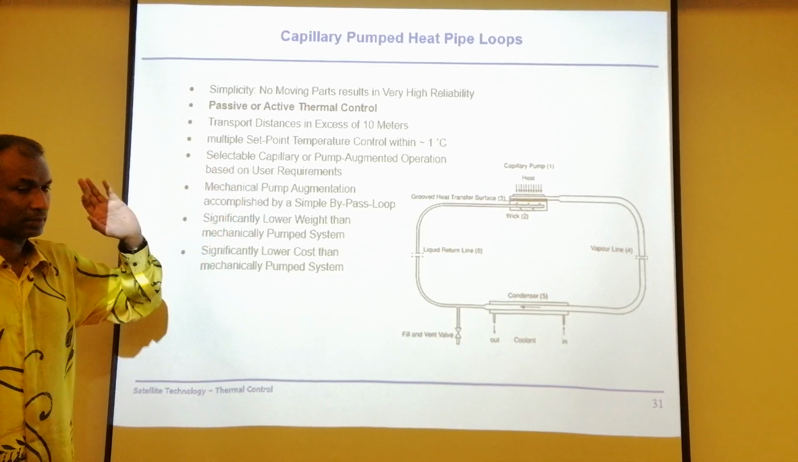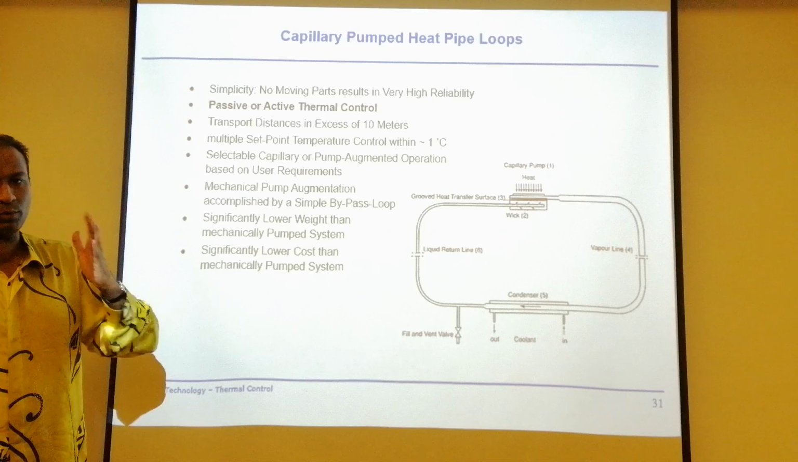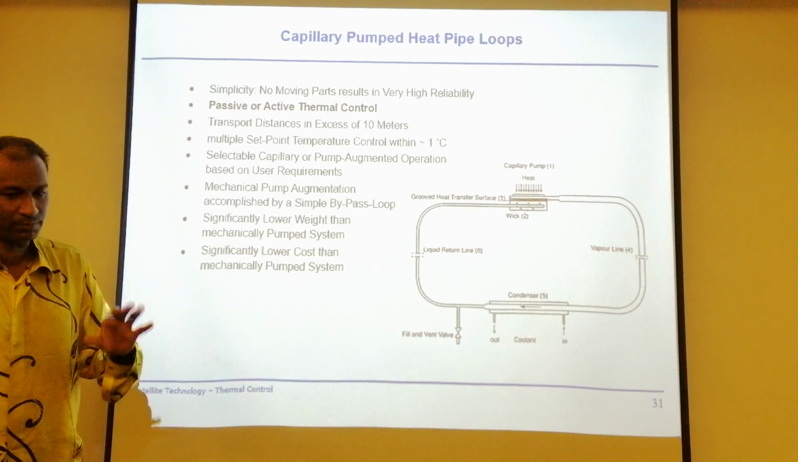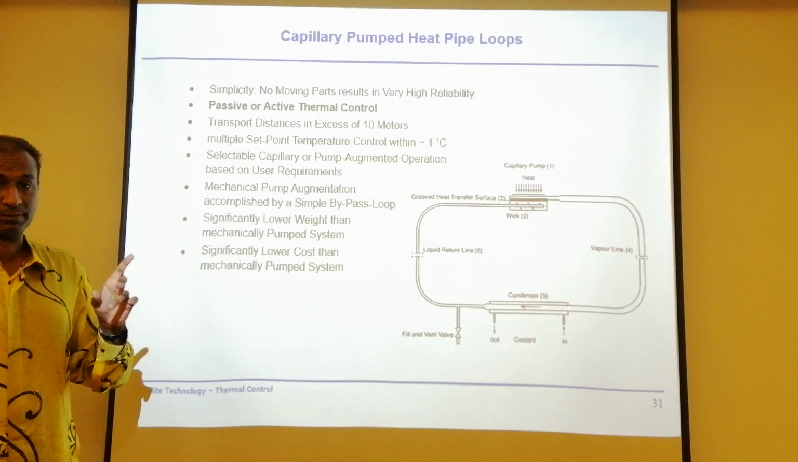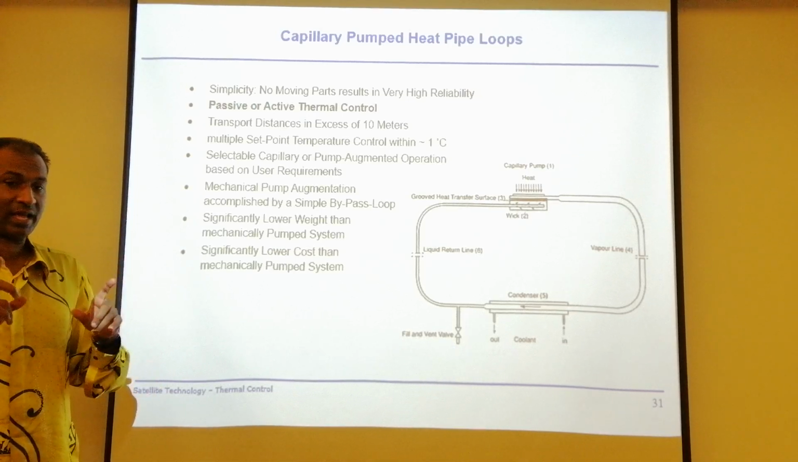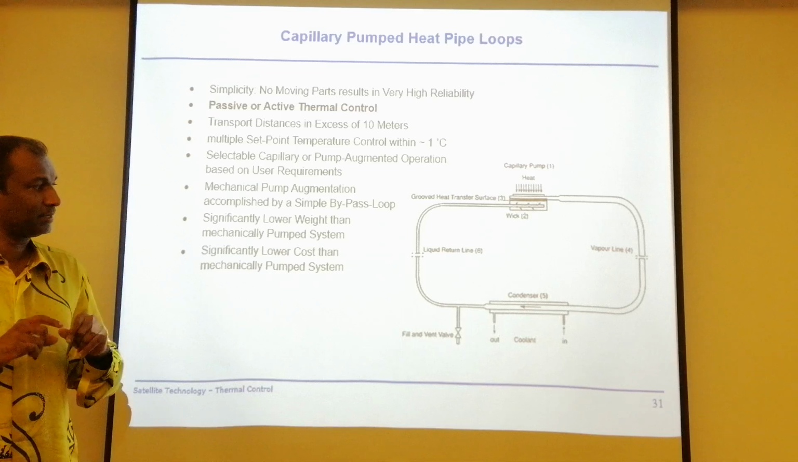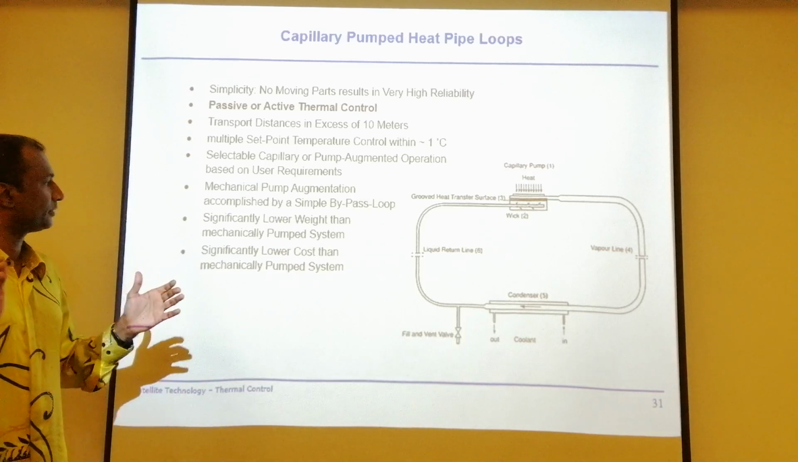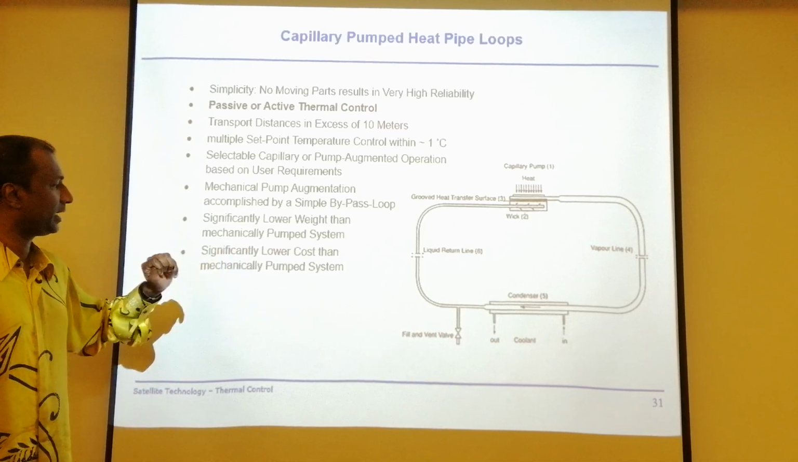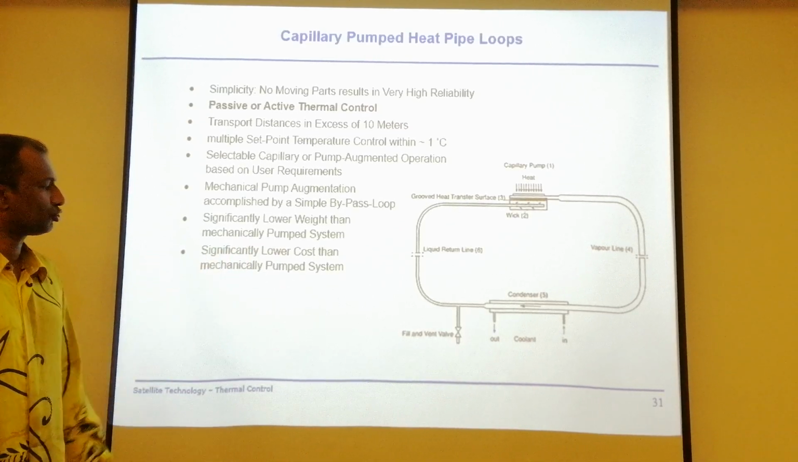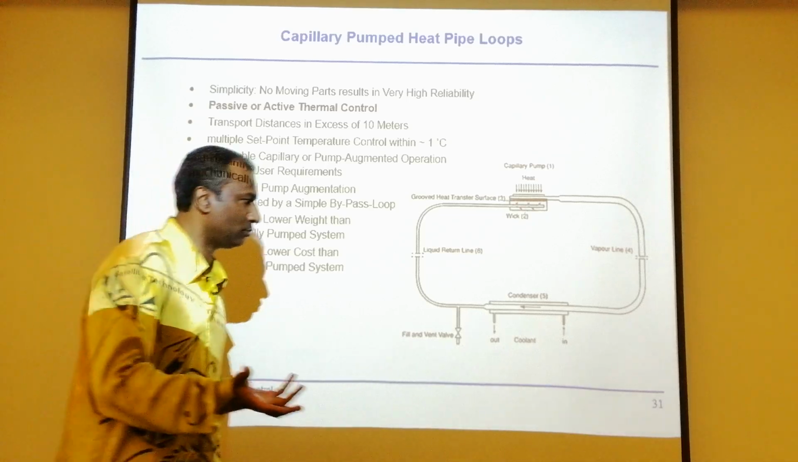But again, satellites avoid pumps. So we always basically have a single loop where you can have a flexible conductance, no problem. We can have a fixed conductance, no problem. But we will not actually have a pump. Lower weight basically, and mechanically pumped systems are low cost also. When you don't have the pump system, it's going to be low cost.